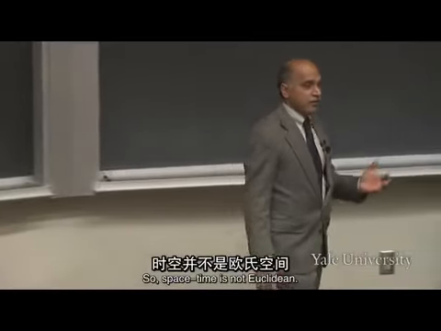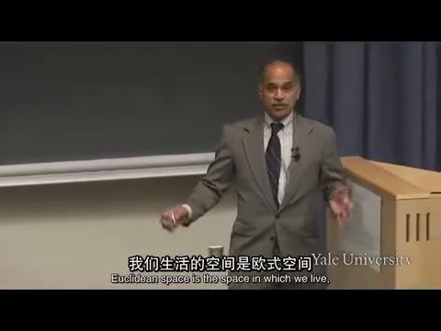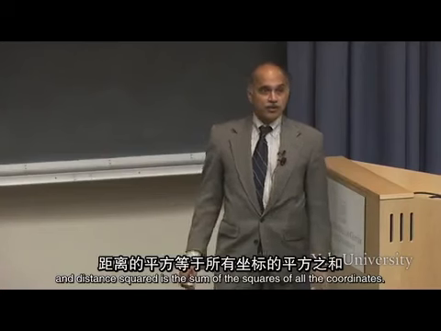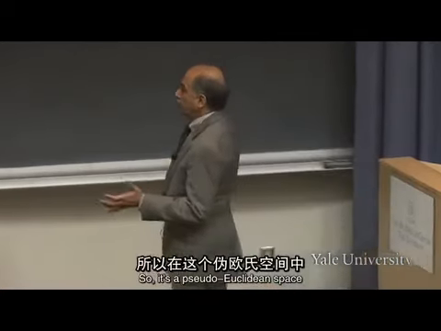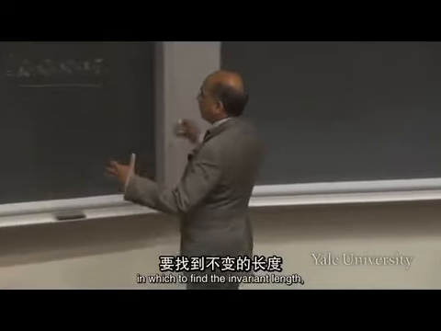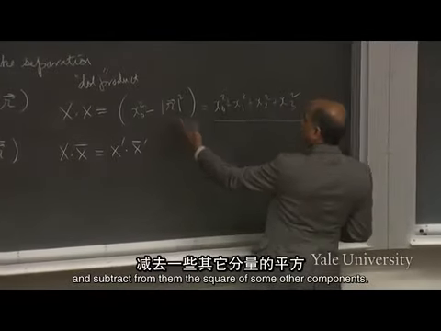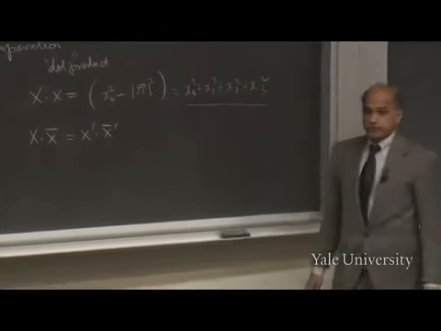So space-time is not Euclidean. Euclidean space is the space in which we live, and distance squared is the sum of the squares of all the coordinates. So it's a pseudo-Euclidean space in which, to find the invariant length, you've got to square some components and subtract from them the square of some other components.